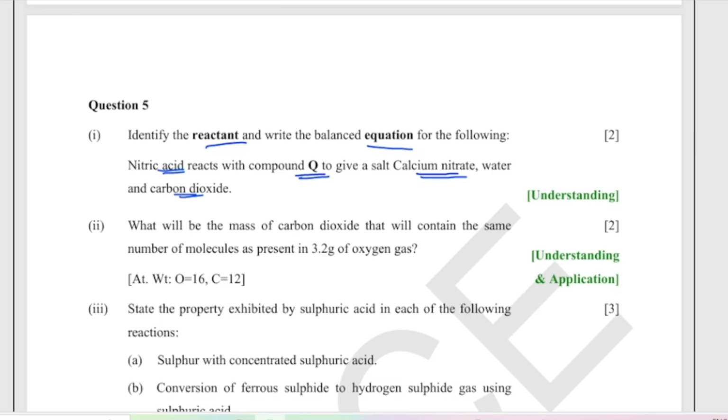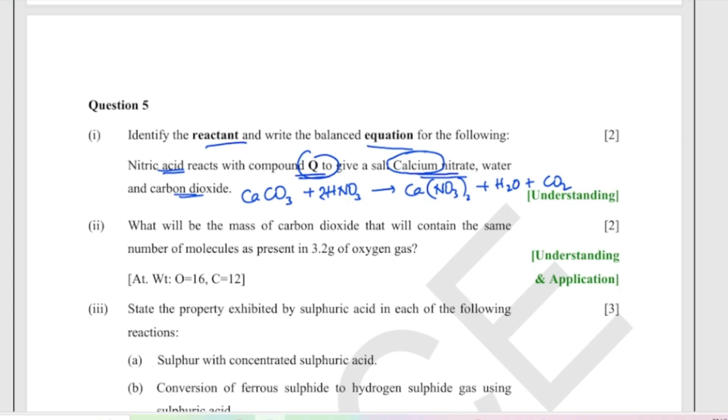So acid with some compound Q producing carbon dioxide, so that must be a carbonate, and in the product you have calcium, so that must be calcium carbonate reacting with nitric acid. So then it produces calcium nitrate plus water plus carbon dioxide.